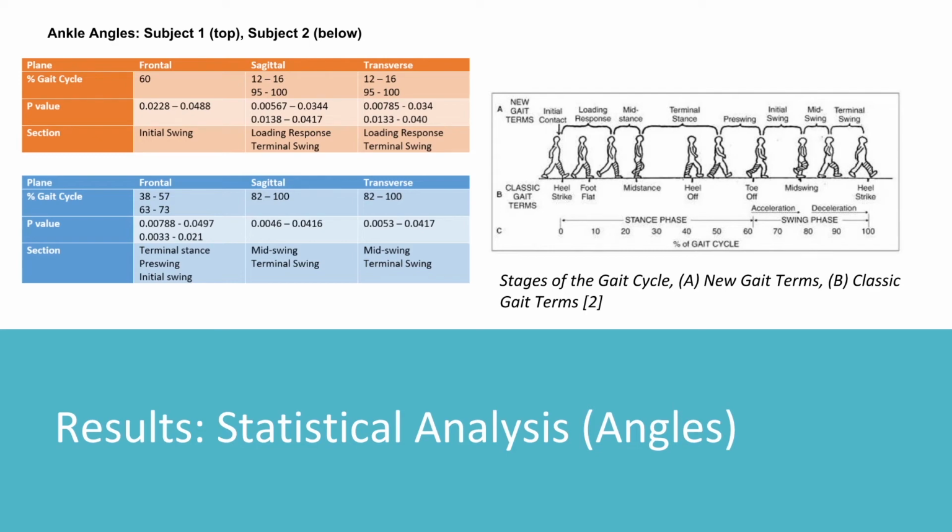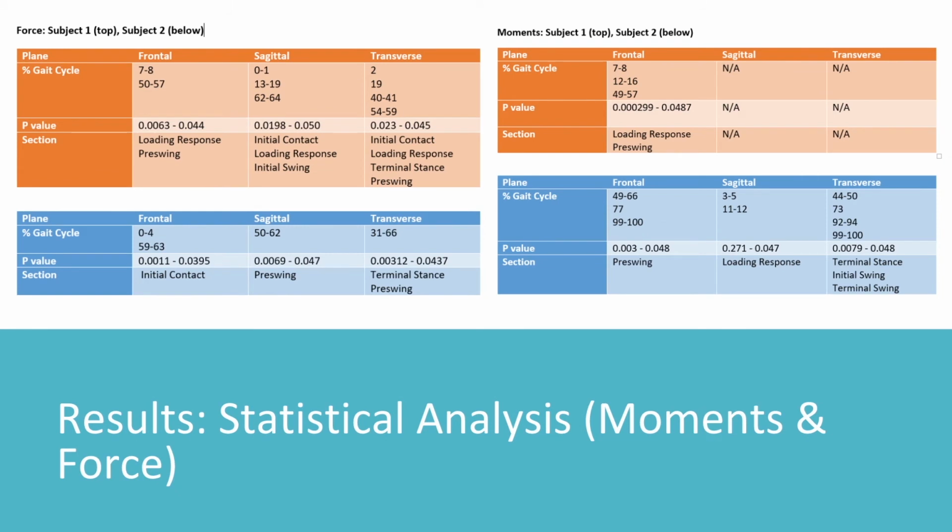So comparing subjects 1 and 2, the overlying areas of the gait that were affected for frontal were initial swing, for sagittal it was terminal swing, and in transverse it was terminal swing. Next we looked at the results for the force, the ground reaction force.